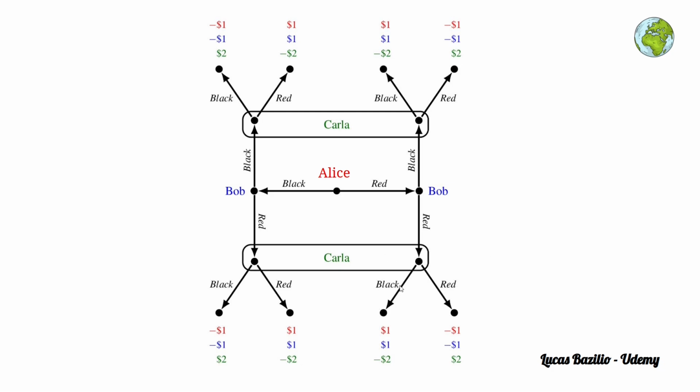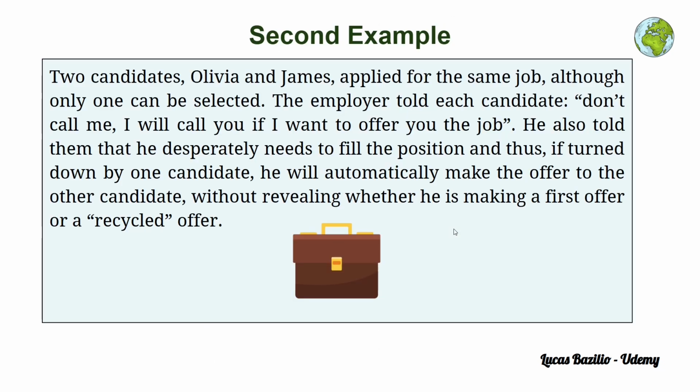So we can do the same reasoning for all of the outcomes. And with this, we end the analysis of this extensive form game with imperfect information. Let us now see a second example.